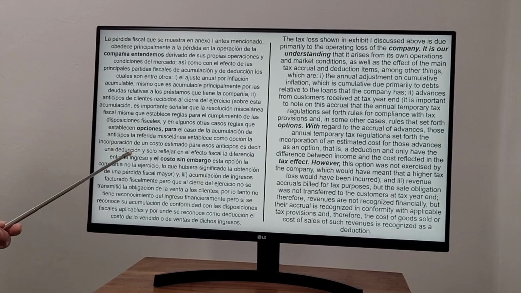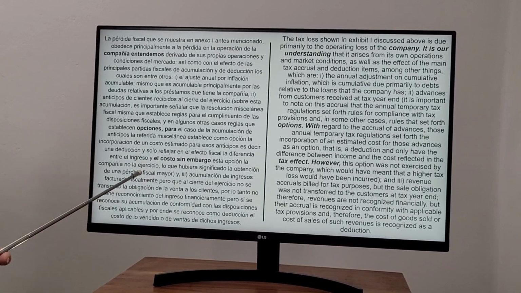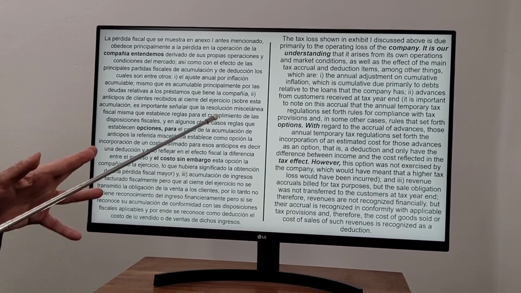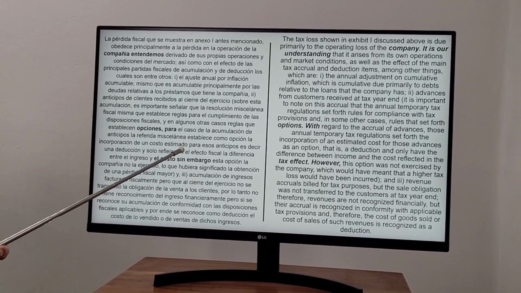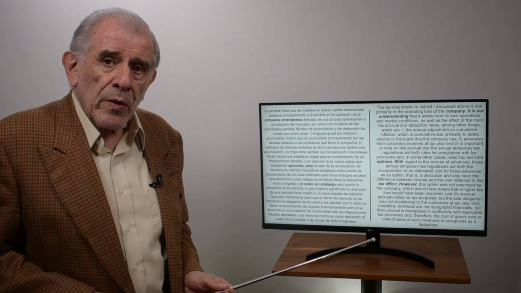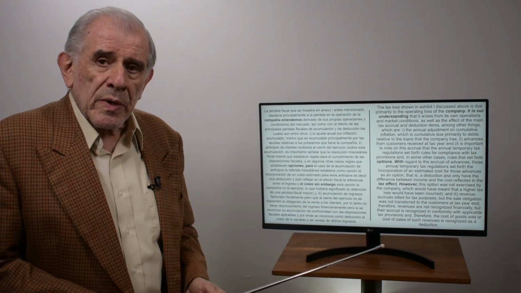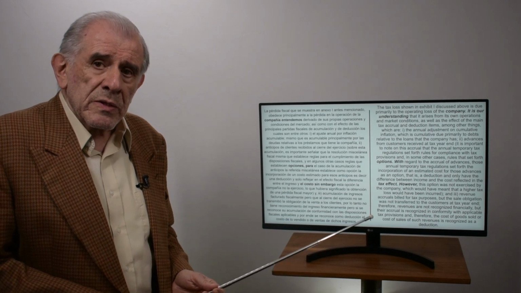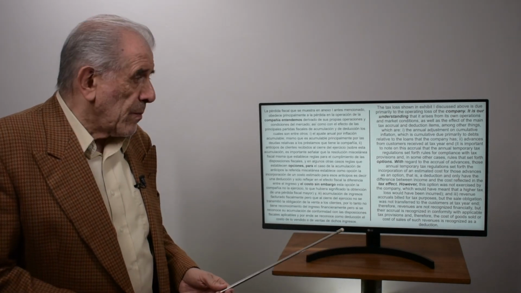Es una deducción y solo reflejar en el efecto fiscal la diferencia. I'm going to jump over to la diferencia entre el ingreso y el costo and pick that up. But before I do that, I think that the verb reflejar in the infinitive form gives me very little to work with for the translation process. So I decided to use the causative form for that verb.